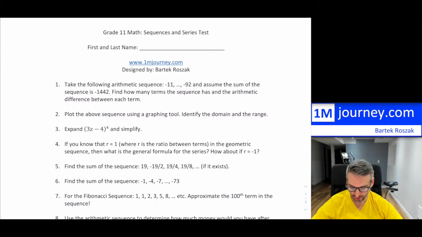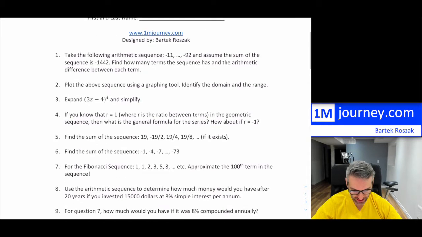Now, for this test, we will be utilizing the arithmetic and the geometric series. You should also know a little bit about the Fibonacci sequence. And I'll try to tie it into simple and compound interest, just a touch, through the last couple of examples, and then I'll post the entire lists for simple and compound interest as well on 1mjourney.com. Okay, so under Learn in High School.